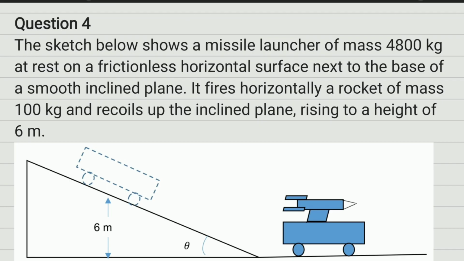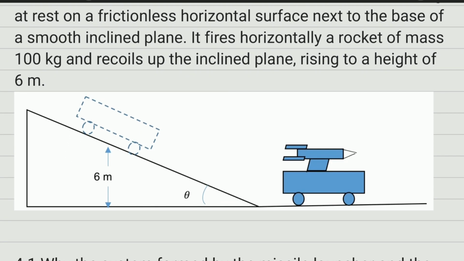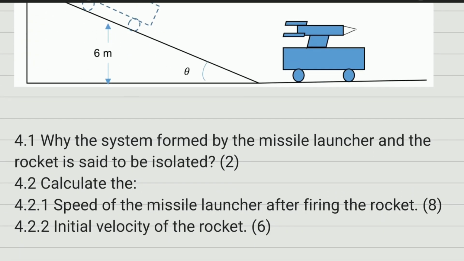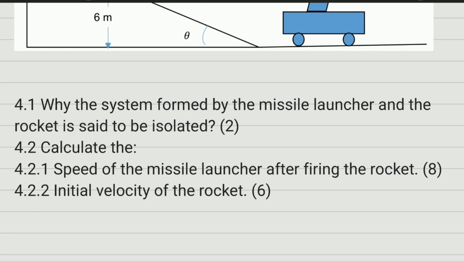Now, question 4 says the sketch below shows a missile launcher of mass 4,800 kilograms at rest on a frictionless horizontal surface next to the base of the smooth inclined plane. It fired horizontally a rocket of mass 1,000 kilograms and recoiled up the inclined plane, rising to the height of 6 meters. Okay, why is the system formed by the missile launcher and the rocket said to be isolated?